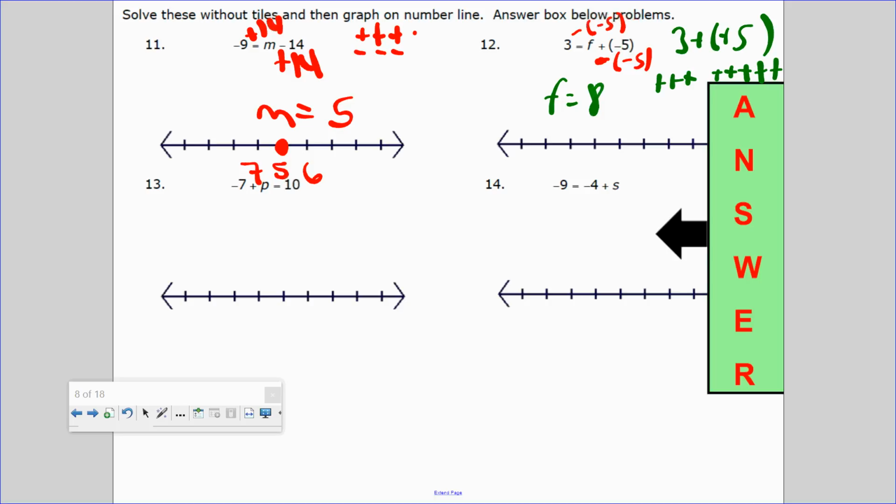Check your work. Substitute the f with 8. 8 plus negative 5 is 3. So I graph 8. So f equals 8. And so that's how you, in case you still do not know, hopefully you have a better grasp of how to solve one-step equations with addition and subtraction.